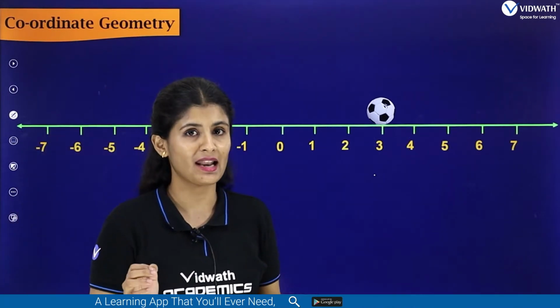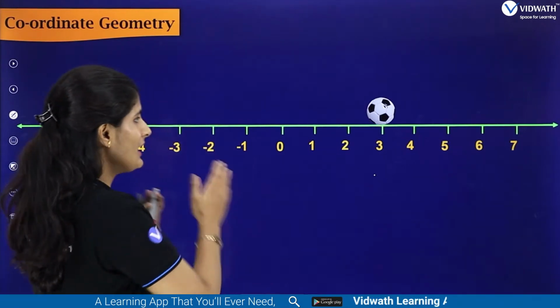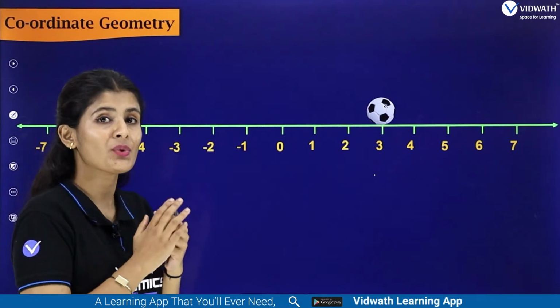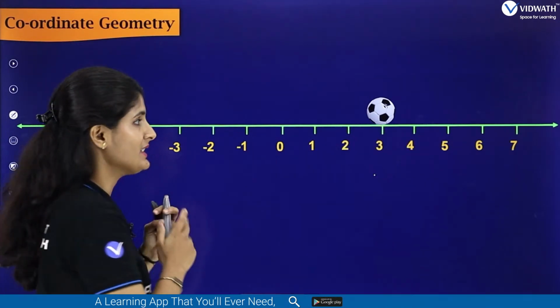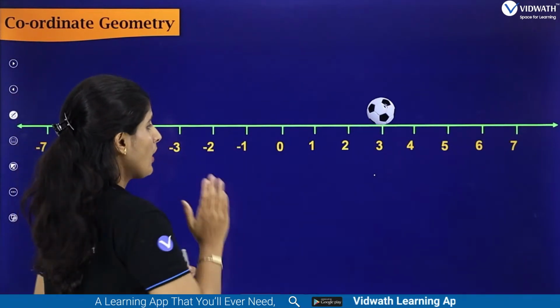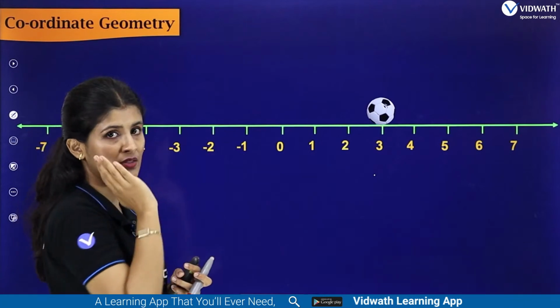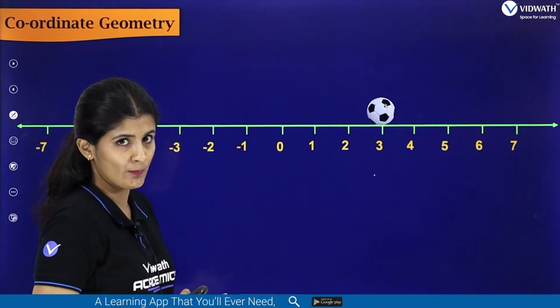Now, what is a number line? I'm sure you have all studied number line in your lower classes. A number line is nothing but a straight line that extends infinitely far on both sides, represented by arrows at both ends of the line. Also, we have a fixed point on the number line called the origin, denoted by 0.